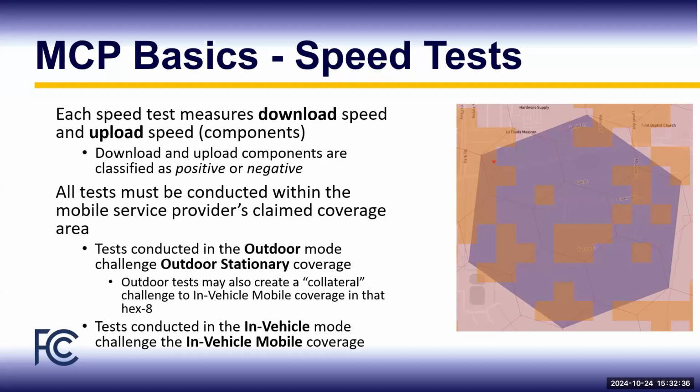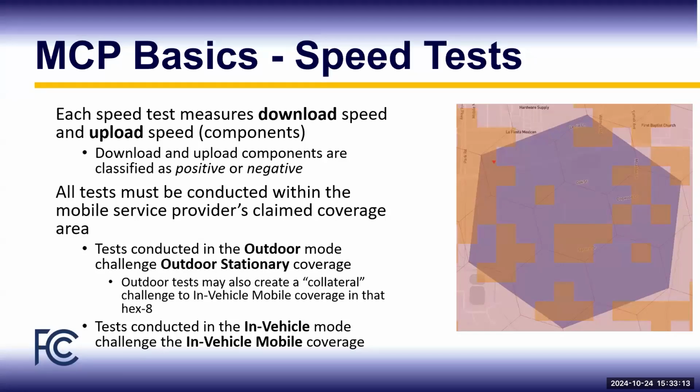Please note that speed tests must be conducted within the provider's claimed coverage area based on its raw coverage footprint. As Will covered, the national broadband map displays both different hexagon level coverage data depending on the zoom level, as well as raw coverage data at zoom level 10 or higher. In the image shown on the slide, the orange shading represents the raw coverage. Any speed test components taken outside the provider's raw coverage footprint will not contribute to the creation of cognizable challenges.